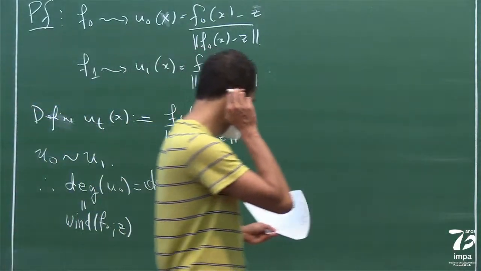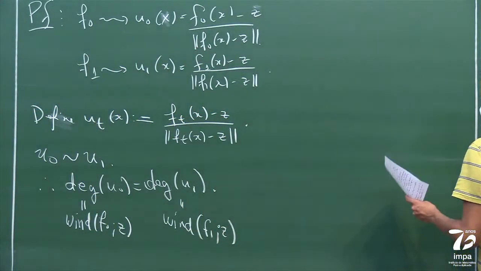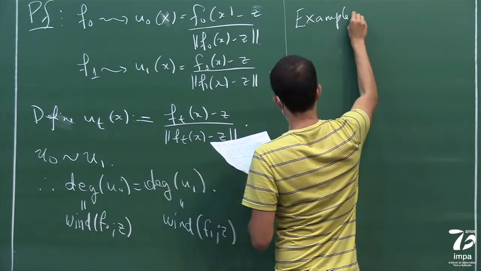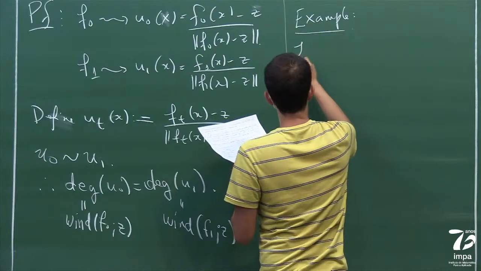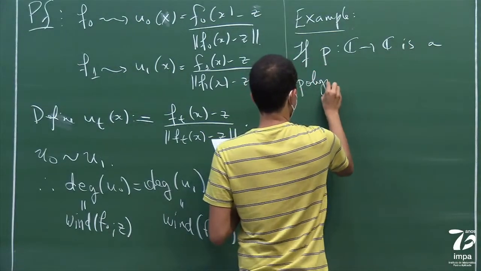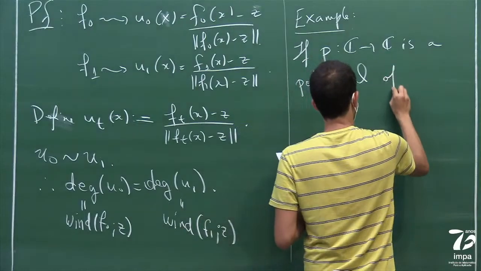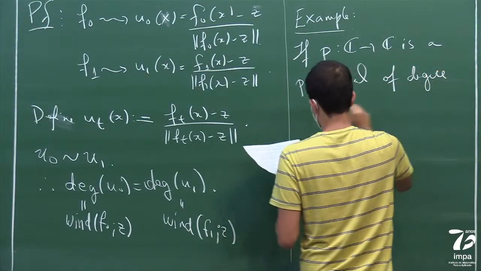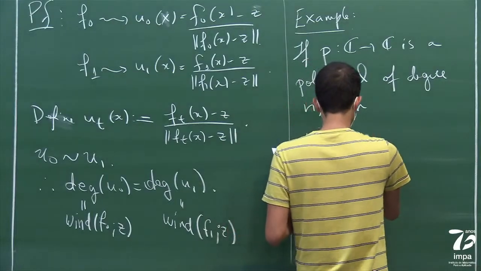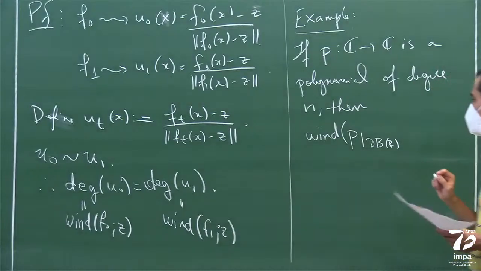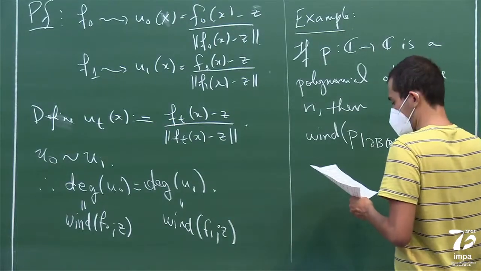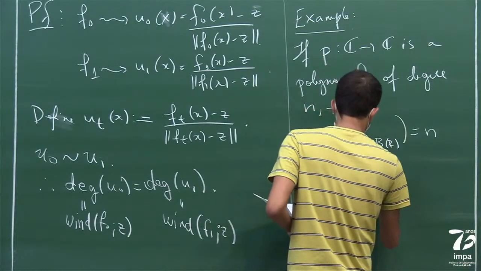Here's another interesting example. If P from C to C is a polynomial of degree n, then the winding number of the polynomial, when you restrict it to the boundary of a very large circle, is equal to n, for some r very large.